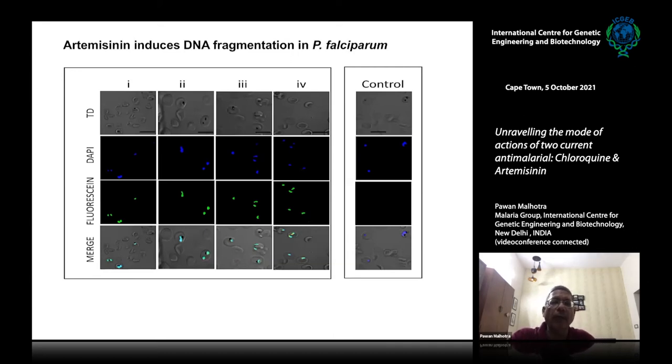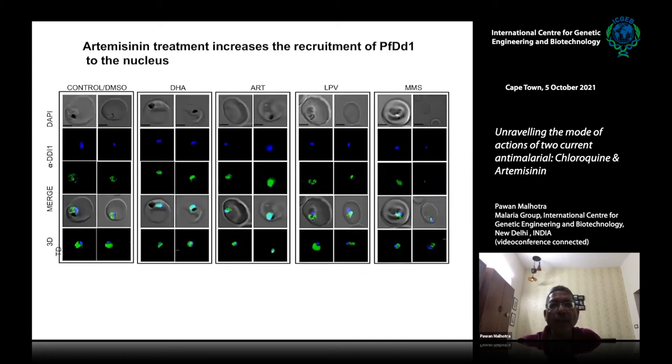That's why it's a powerful drug. It's a fast-acting drug. So it not only blocks the activity of PFDD1, it also causes DNA damage in the parasite. It causes DNA fragmentation in the parasite. People have shown this by other methods, but this was the first report that we have shown in the TUNEL assay that artemisinin induces DNA fragmentation.